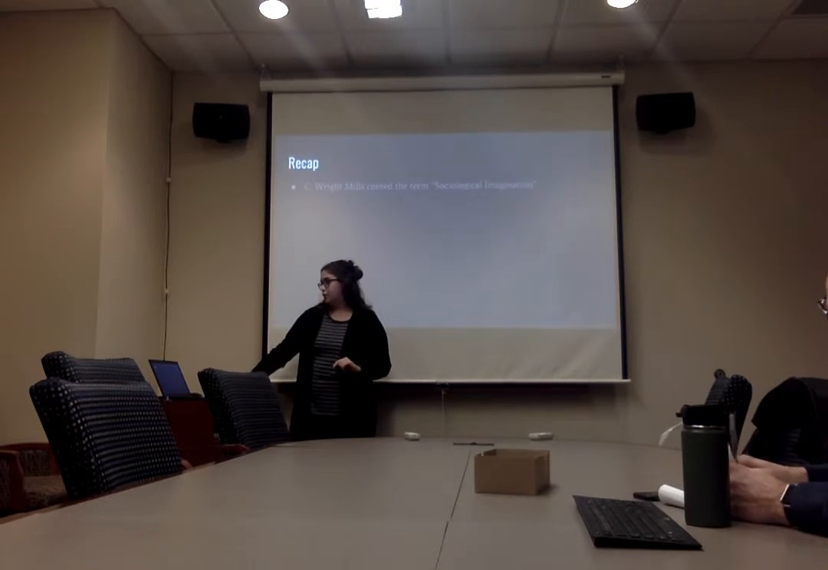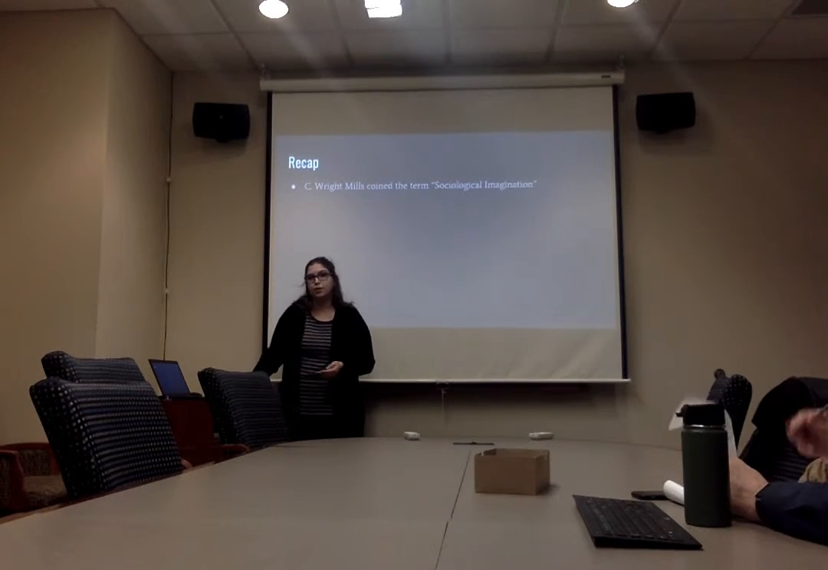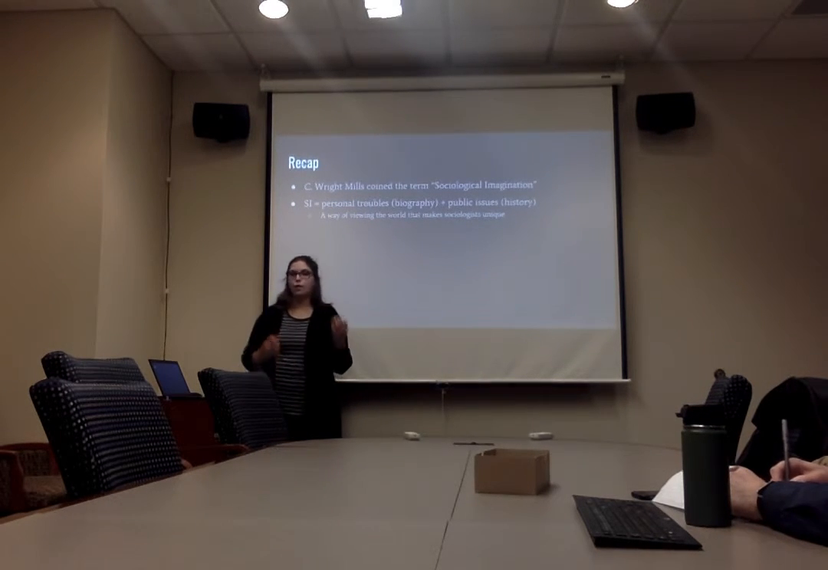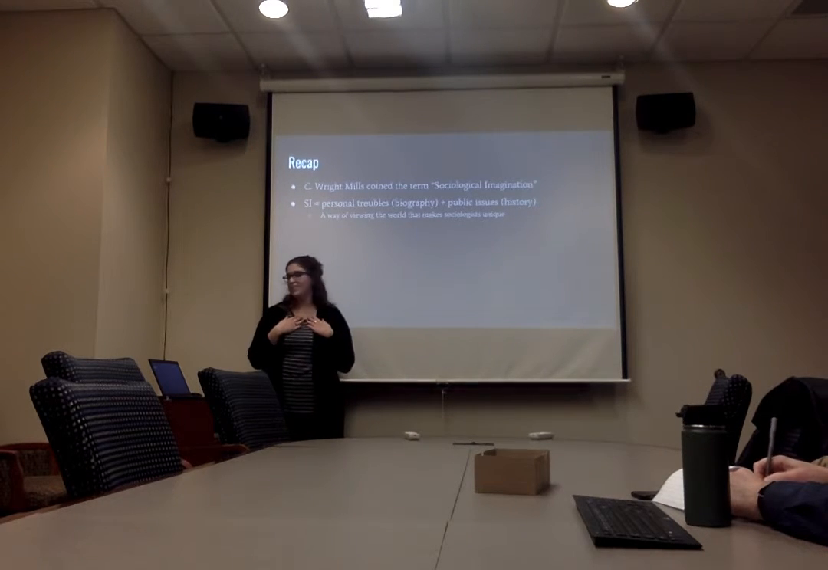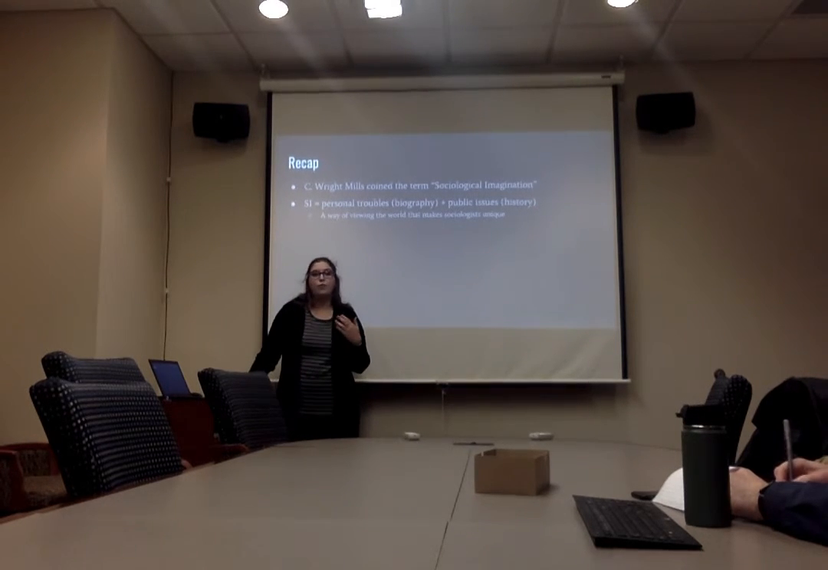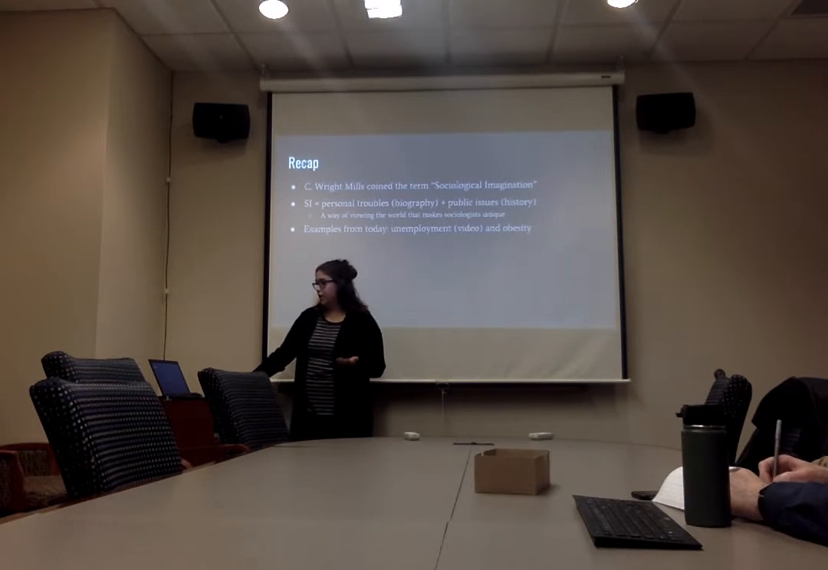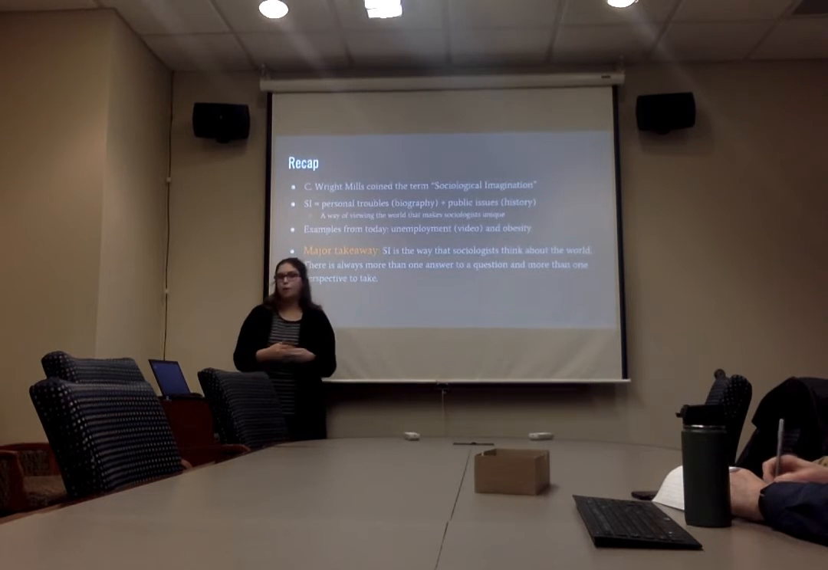Okay. So just to quickly recap, C. Wright Mills coined the term the sociological imagination in his book in 1959. And the SI is the personal troubles or biography and public issues or history. This is just the way that we as sociologists view the world, and it's what makes us unique. The 2 examples from today, from the video, they talked about unemployment and we talked about in class obesity. But the major takeaway here is that SI is the way that sociologists think about the world.